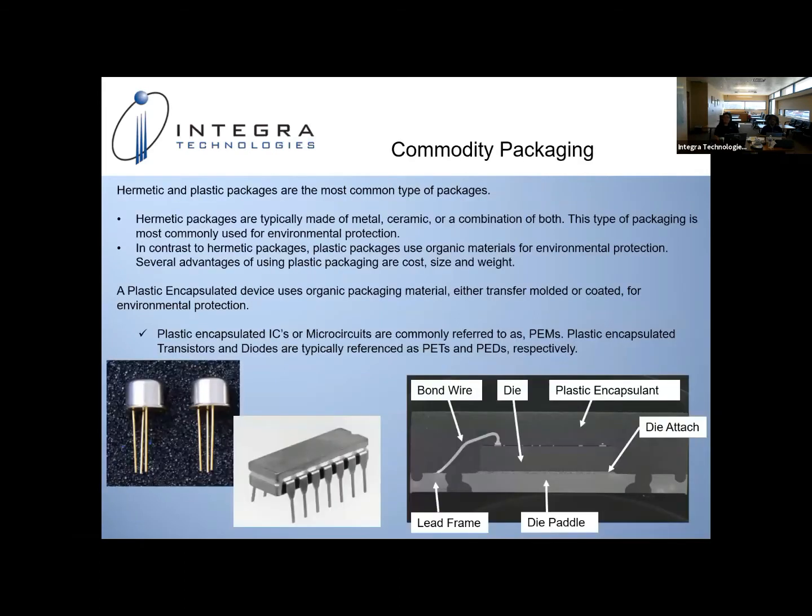All right, so let's talk a little bit about commodity packaging. Hermetic and plastic packaging are the most common types in the industry. Hermetic packages are usually made of metal, ceramic, or a combination of both. These are packages such as TO cans or ceramic dip type packages. In contrast to hermetic packaging, plastic packaging uses organic materials. The advantages of using plastic packaging are cost, size, and weight. And you will see now in the industry, we have a ton of plastic components going through. Next slide, please.